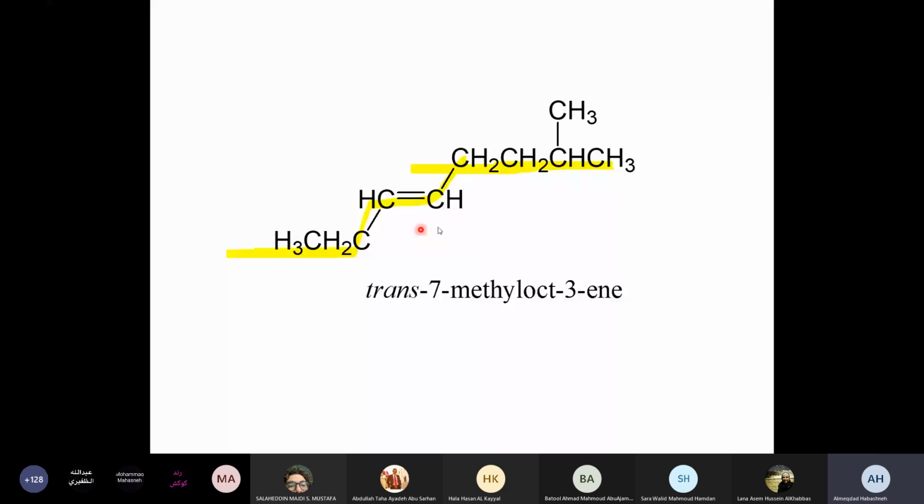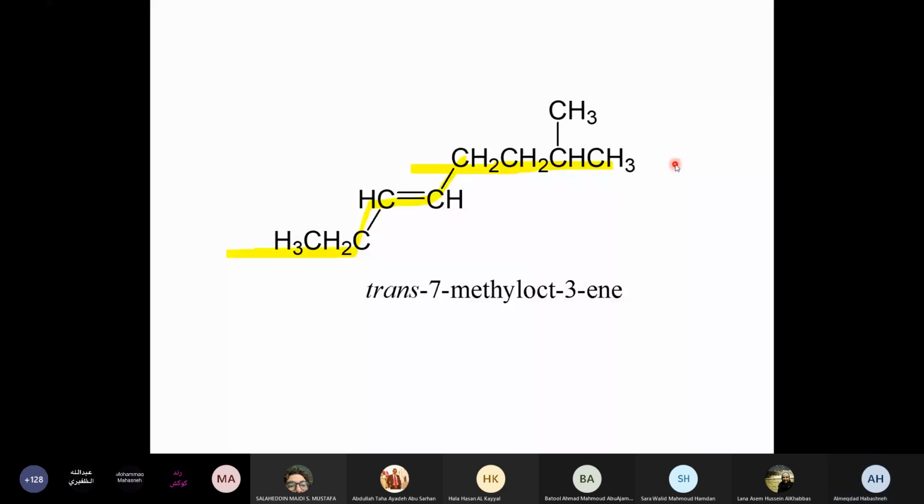The compound is di-substituted because the double bond is connected to two non-hydrogen groups. This group is not hydrogen and this group is not hydrogen. So it is di-substituted, and I can use the cis-trans description or prefix to describe the stereochemistry of this compound.